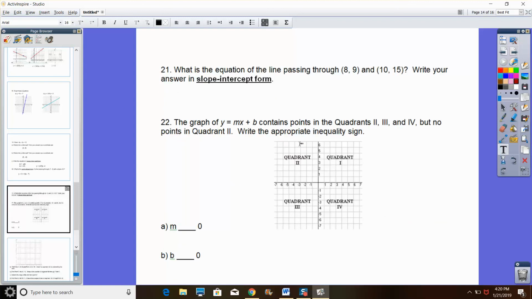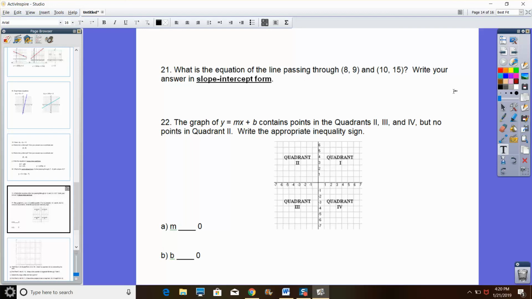Next, we're almost there. We've got to go to number 24. So we're on number 21. We're almost good to go. What's the equation of a line passing through (8, 9) and (10, 15)? Write your answer in slope-intercept form. For this kind of problem, it's super easy if you use the point-slope form and solve it for y.